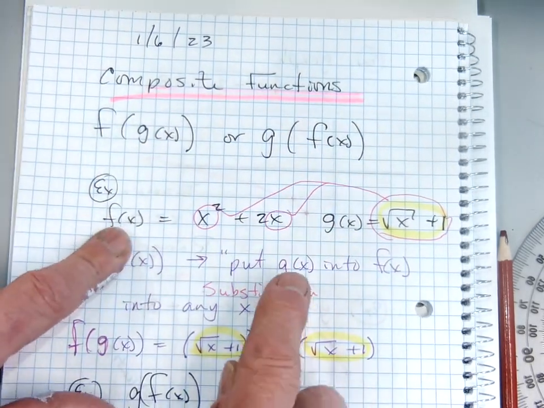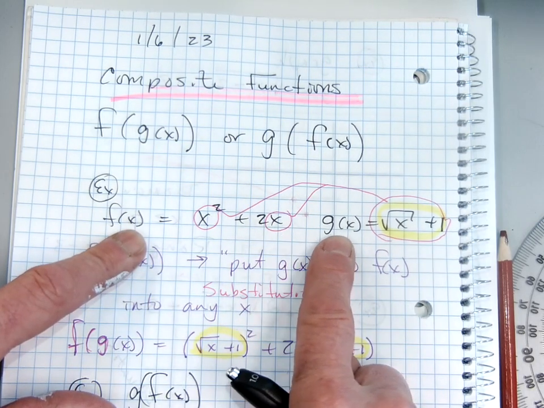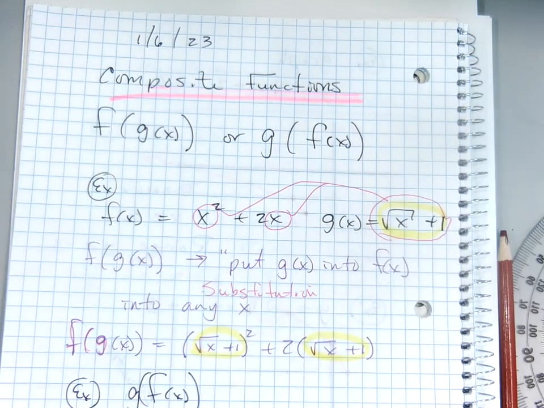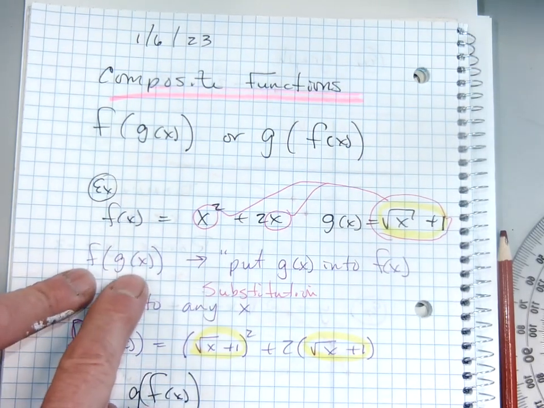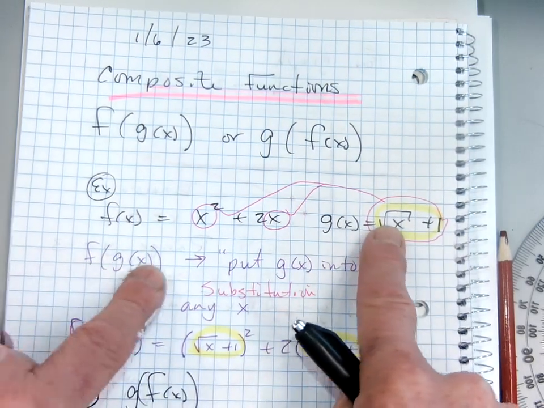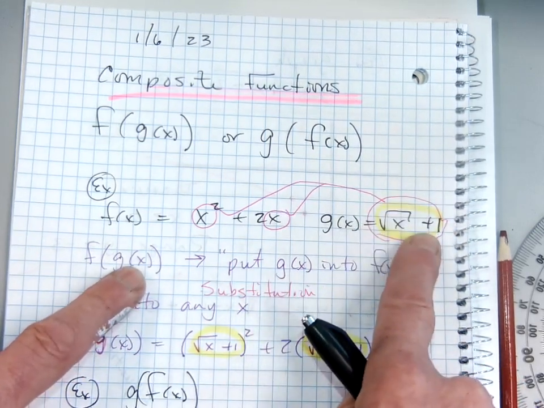Okay, so I've got two functions. I've got f(x) equals x squared plus 2x, and my other function is g(x) equals the square root of x plus 1. So I've already done this work, but see what I'm doing. Okay, so if I see f of g of x, g of x has to go into f(x). So I take all of it and put it into x.